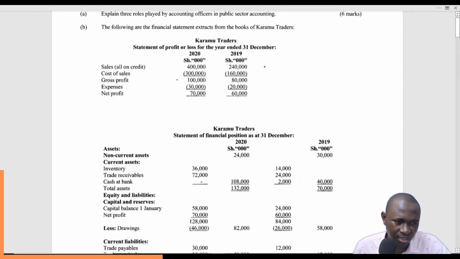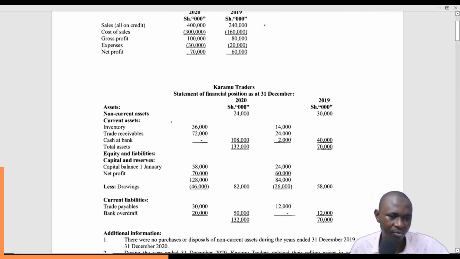So sales on credit, cost of sales, gross profit, expenses, net profit. This is just a financial statement, which is very brief. This is what a financial statement basically encompasses. Sales, less cost of sales, you have gross profit. Add incomes and gains, less expenses, you have net profit.